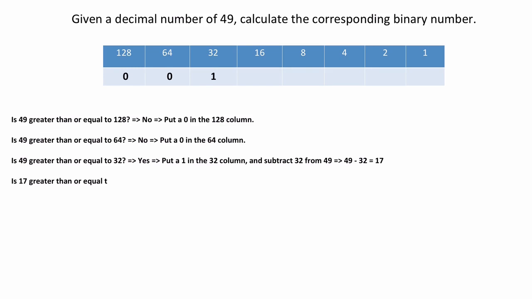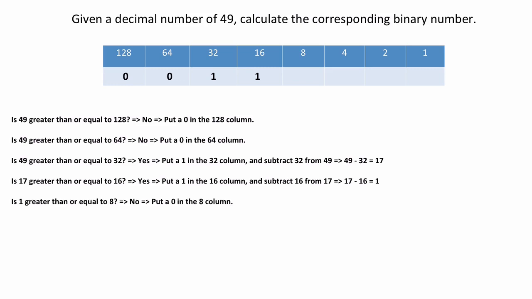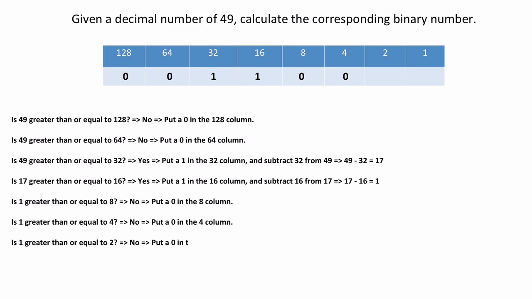We then move to the 16 column and ask, is 17 greater than or equal to 16? Yes, it is. That means we're going to put a 1 in the 16 column, calculate the remainder. 17 minus 16 is a 1. We now ask, is 1 greater than or equal to 8? No, we're going to put a 0 in the 8 column. We're going to move to the 4 column, ask the same question, and 1 is not greater than or equal to 4. We're going to put a 0 in that column. Same thing with 2. 1 is not greater than or equal to 2. We're going to put a 0 in the 2 column.